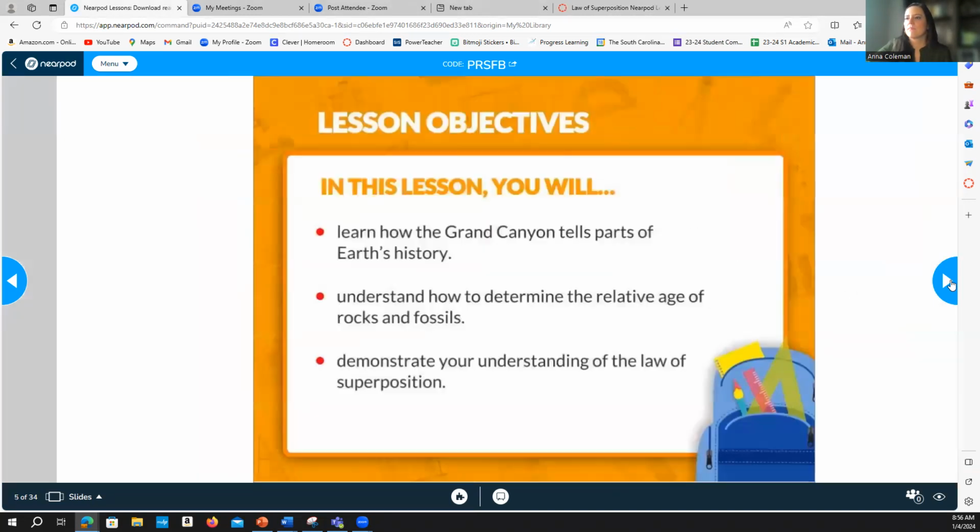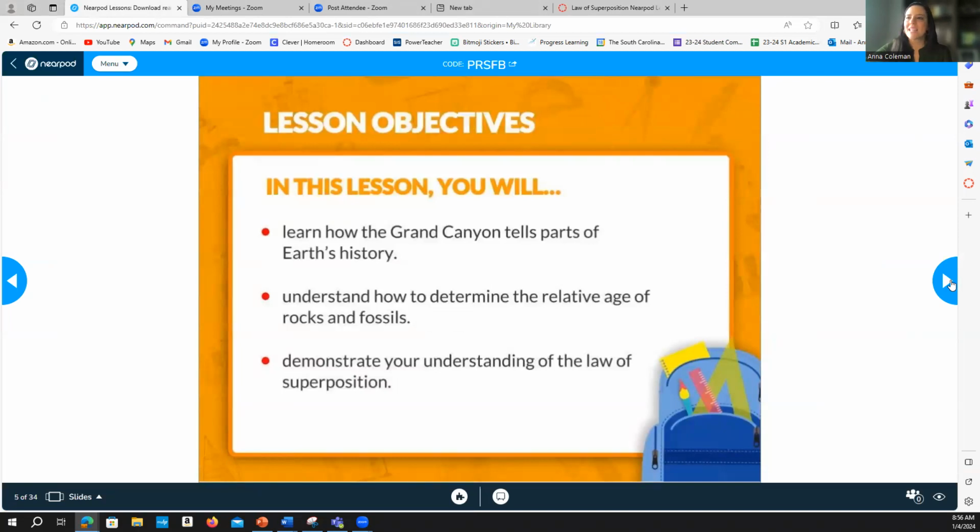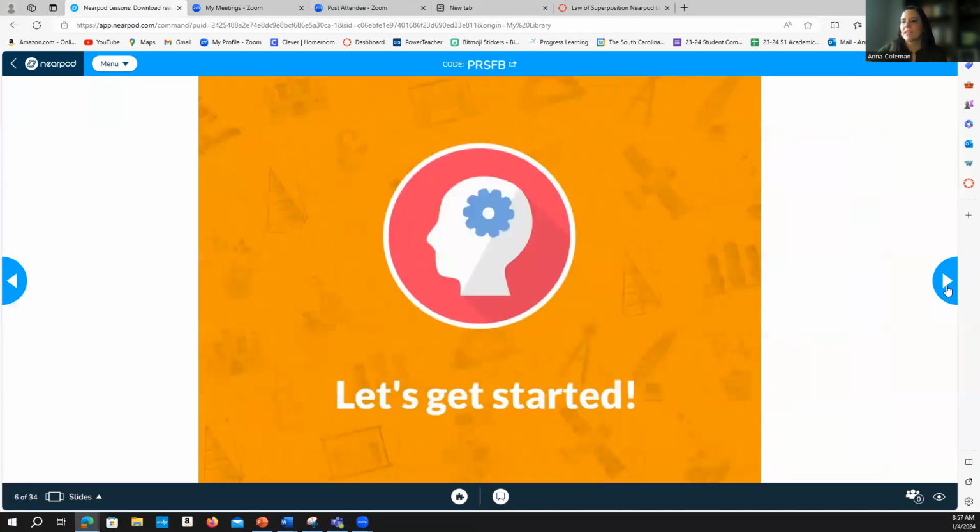So in this lesson, you're going to learn how the Grand Canyon tells apart parts of Earth's history. You're going to understand how to determine the relative age of rocks and fossils. You're going to demonstrate your understanding of the law of superposition. All right, so that's what we're going to hit on today with this lesson. You're going to demonstrate your knowledge. And so I want to make sure you guys are understanding this as well.